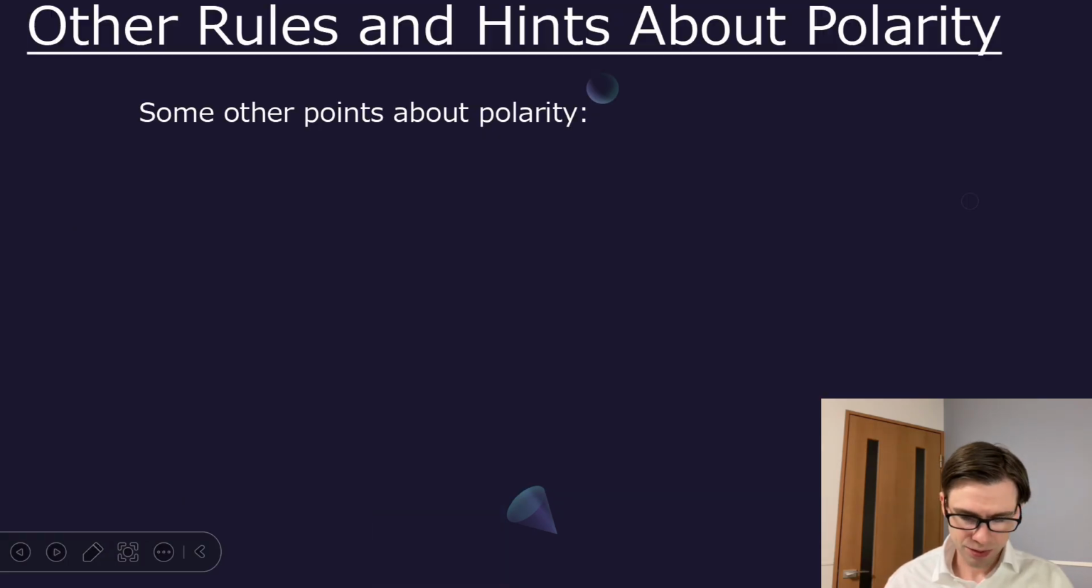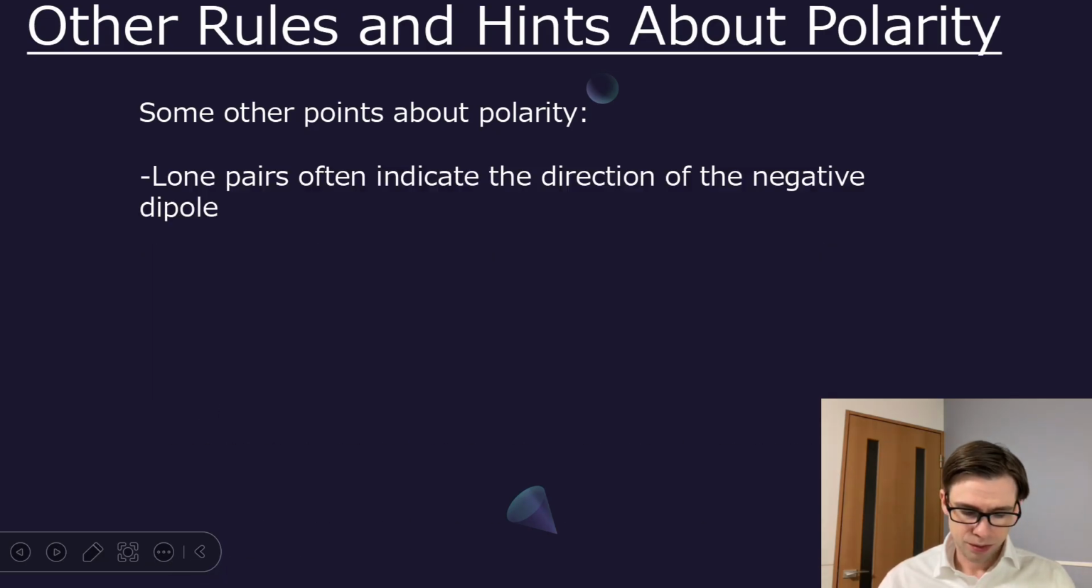Okay, what else do we have? So I have some other points about polarity that we need to consider, especially if you really want to get an understanding of it and go beyond the IB curriculum. So lone pairs often indicate the direction of the negative dipole. Okay, lone pairs are regions of high negative charge density. So if you happen to have a concentration of lone pairs somewhere, more in one area of the molecule than another area, that often indicates that region has more negative charge. That's the direction of the negative dipole.